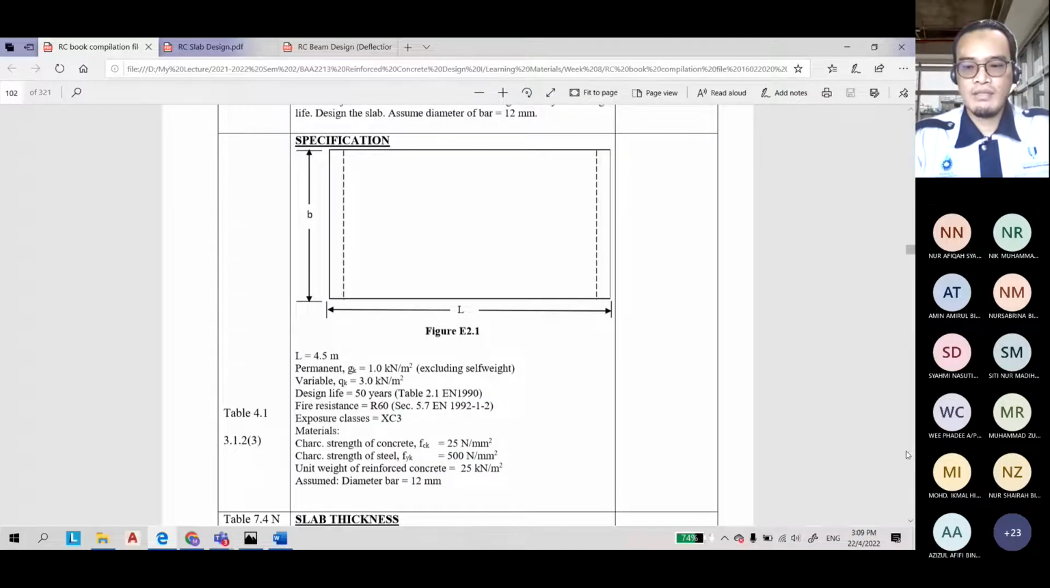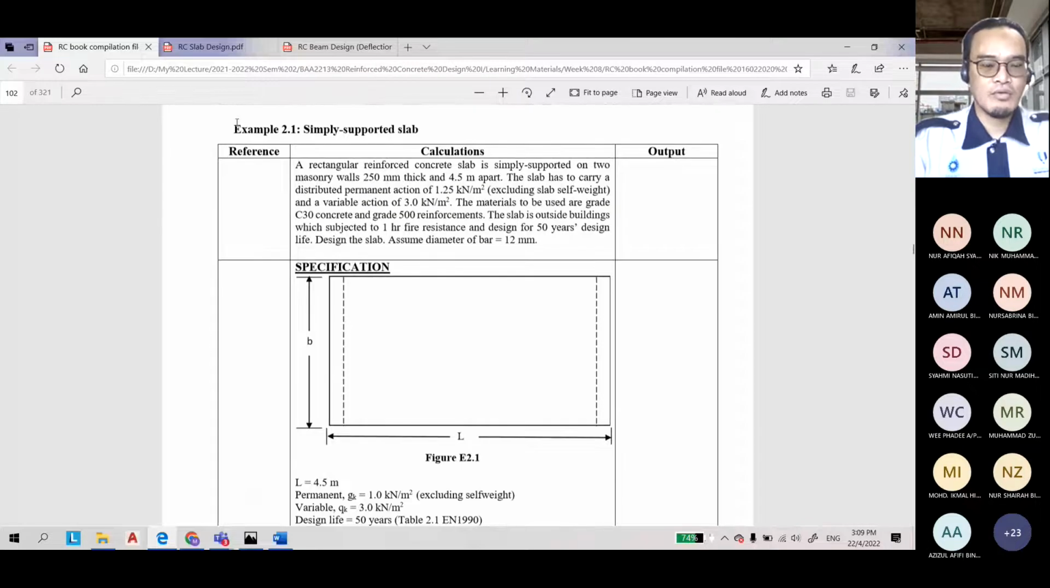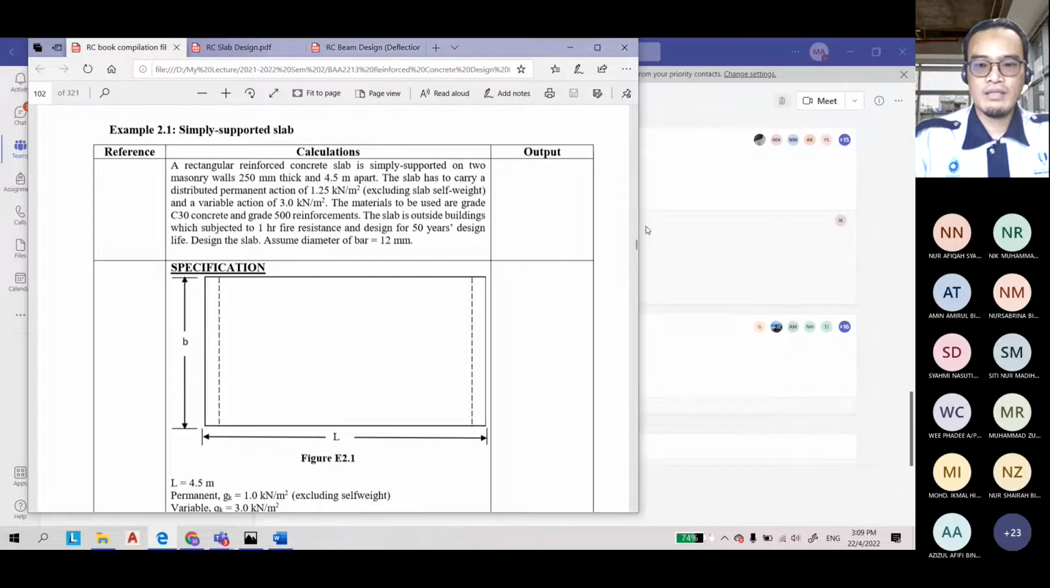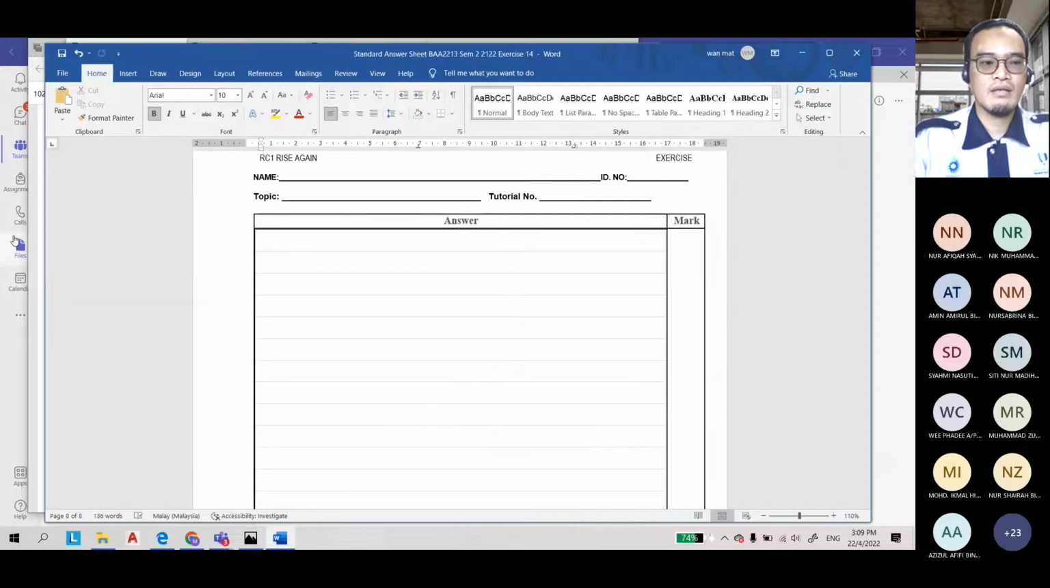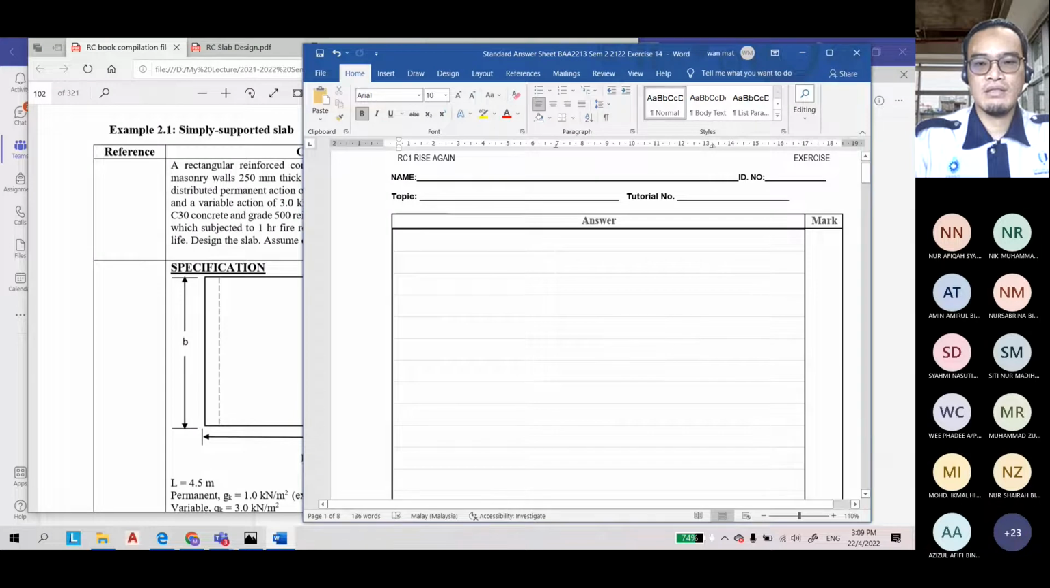Today in this video, we will discuss exercise number 14, which is the design of a simply supported one-way slab. I hope you can see my screen now. This is based on your module, example 2.1, but I want to change the dimension. I hope you are ready with your standard answer script, answer sheet.